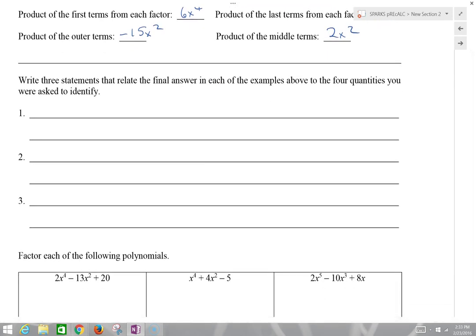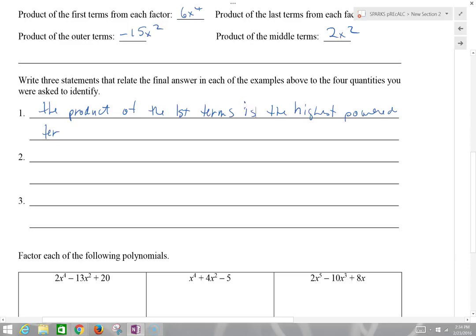We're going to go ahead and write these 3 statements that relate the final answer in each of the examples above to the 4 quantities you were asked to identify. The product of the first terms is the highest powered term in the trinomial.